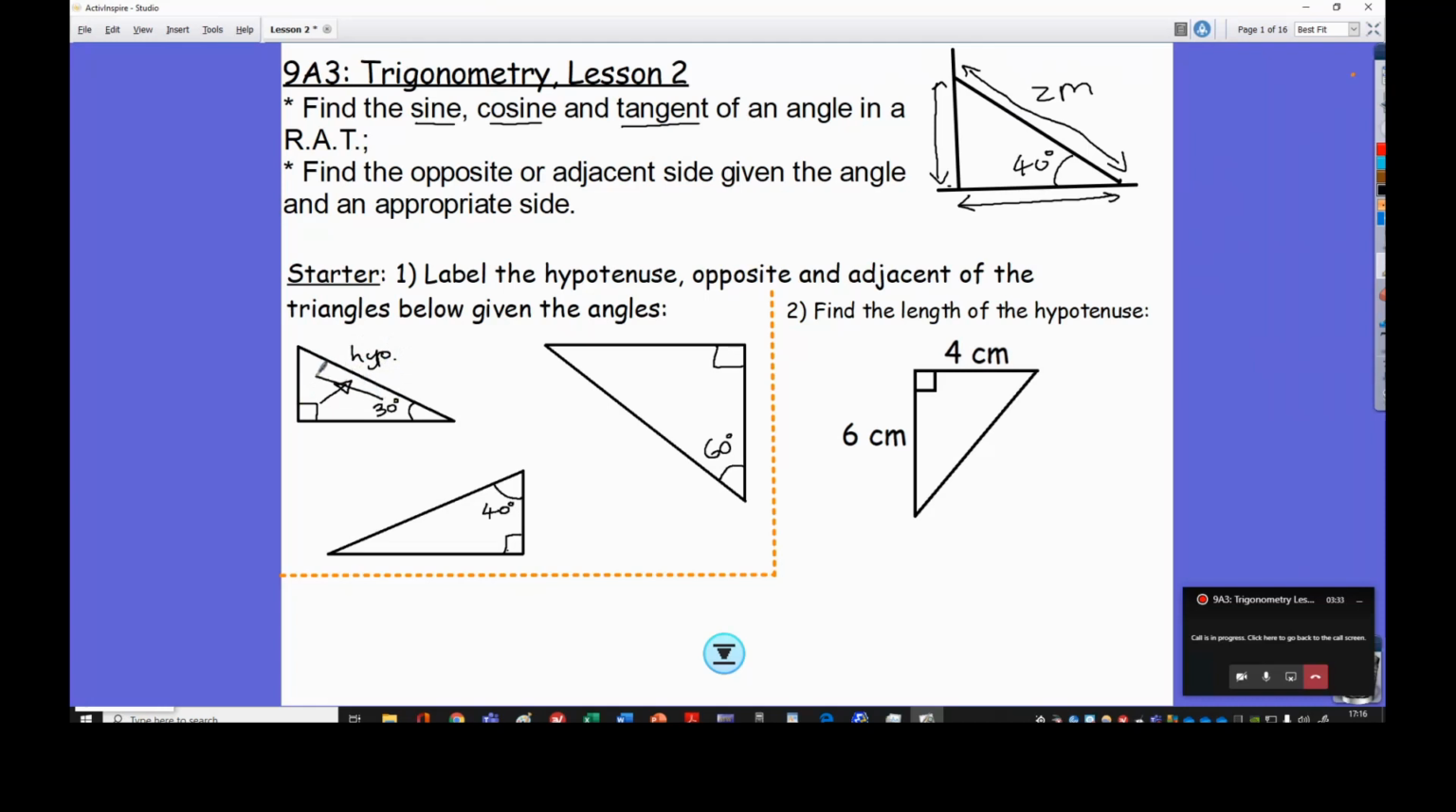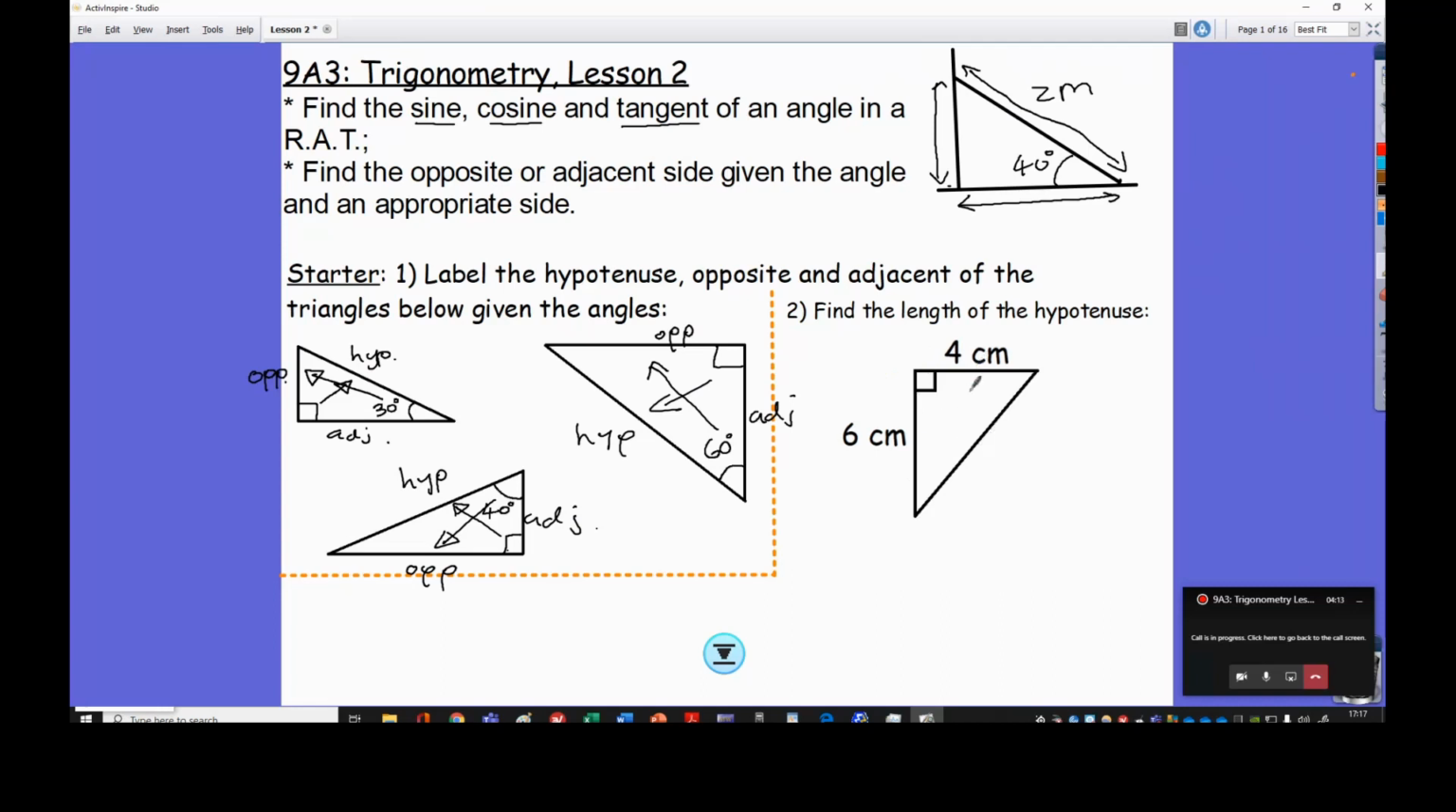We now look at the 30 degrees, draw a nice straight line, an arrow, and we can see that is opposite the angle that we are given. That is the opposite. And the remaining side, the one that we haven't yet labeled, is the adjacent. That is our scheme for labeling triangles. So if we do the same thing, second one, hypotenuse, opposite, and adjacent. And the last one, hypotenuse, opposite, and adjacent.